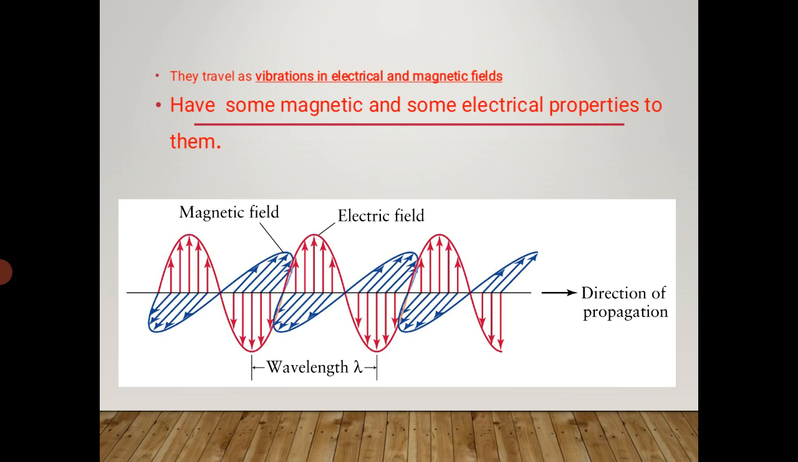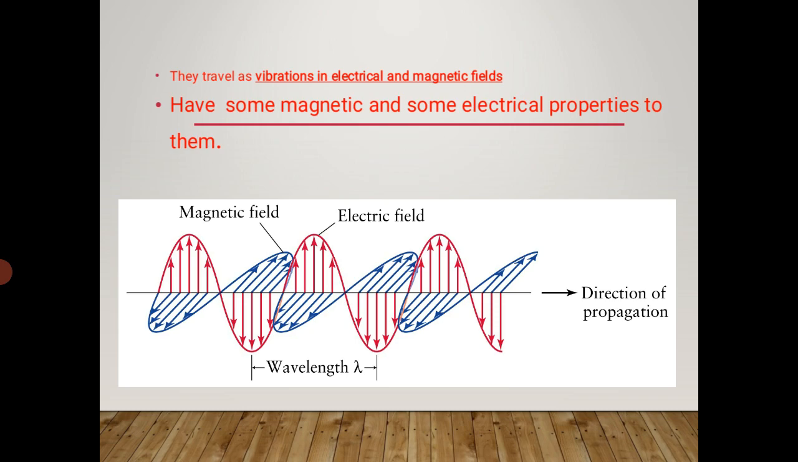The electric and magnetic field vectors are at an angle of 90 degrees and both are perpendicular to the direction of propagation of wave. In electromagnetic wave, electric field and magnetic field travel perpendicular to each other. In this figure you can see in red color there are electric fields, in blue color magnetic fields. Electric field traveling on x-axis and magnetic field traveling on z-axis.